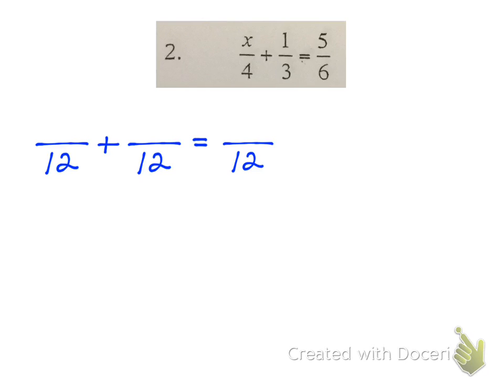So I multiply the top by 3 and get 3x. What do I multiply the 3 by to get 12? That would be a 4. So I get 4 in the numerator there. What do I multiply 6 by to get 12? That would be 2. So I multiply that by 2 and get 10 in the numerator.